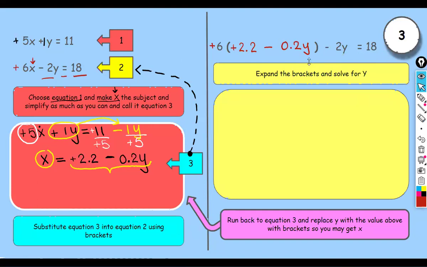Follow the instructions now. You notice we only have one type of letter. Look over here. We only have the letter Y. That's good news. Take your time, expand the brackets, and solve for Y. And send me that one answer for the time being.